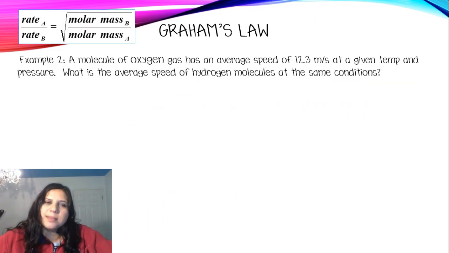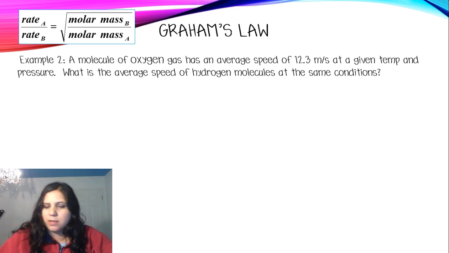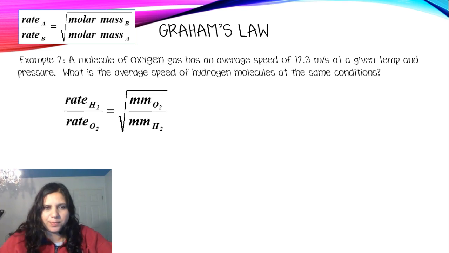All right, example 2. A molecule of oxygen gas has an average speed of 12.3 meters per second at a given temperature and pressure. What is the average speed of hydrogen molecules at these same conditions? Okay, so we use the equation. We set it up this way. We put the rate of hydrogen over the rate of oxygen.